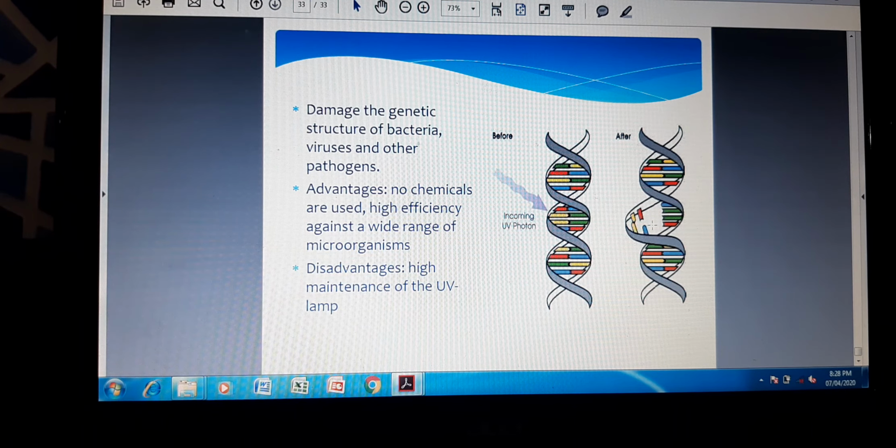The advantages: no chemicals are used, and high efficiency against a wide range of microorganisms. But the only disadvantage is high maintenance of the UV lamp. This is the main disadvantage of the UV radiation method. So I think you understood about ozonation as well as UV radiation, chlorination and disinfection. Okay, thank you.